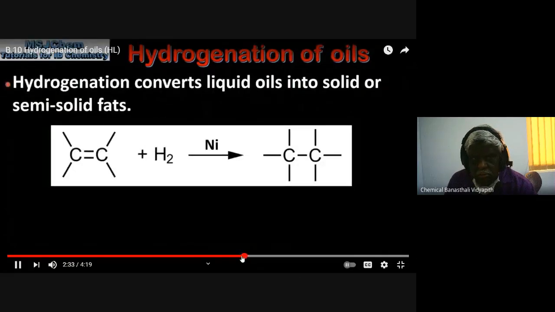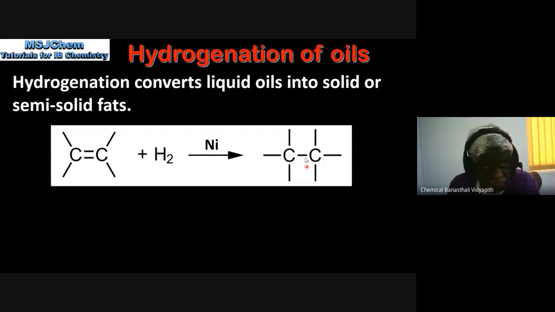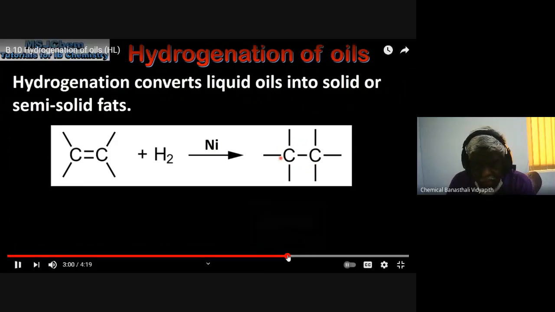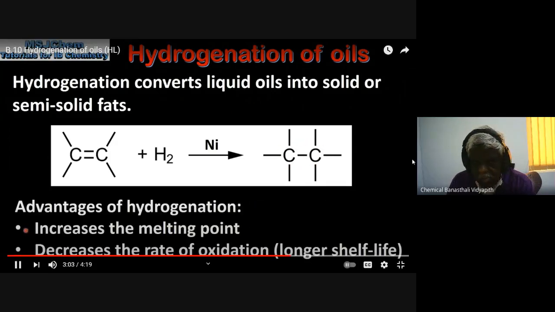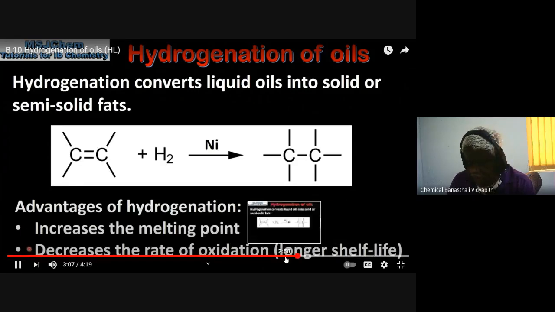Next, we look at hydrogenation. Hydrogenation converts liquid oils into solid or semi-solid fats. In hydrogenation, hydrogen is added to a carbon-to-carbon double bond. The reaction takes place at high pressure in the presence of a nickel catalyst. The product of the reaction is a saturated fatty acid with carbon-to-carbon single bonds. It increases the melting point and it decreases the rate of oxidation, which means a longer shelf life.